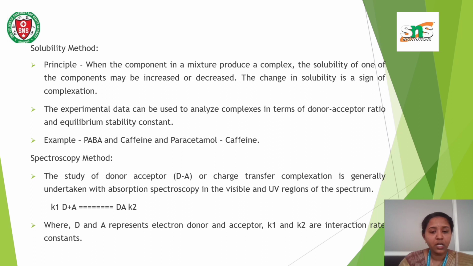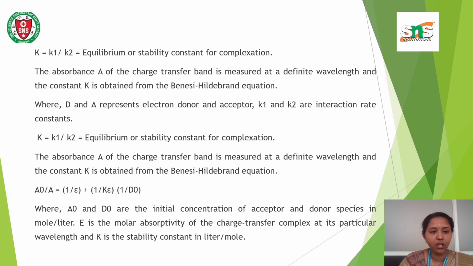Spectroscopy method. The study of donor-acceptor, that is DA, or charge transfer complexation is generally undertaken with absorption spectroscopy in the visible and UV region of the spectrum. D plus A in equilibrium with DA, where D and A represent electron donor and acceptor, and K1 and K2 are the interaction rate constants. K equals K1 by K2 is the equilibrium or stability constant for complexation.